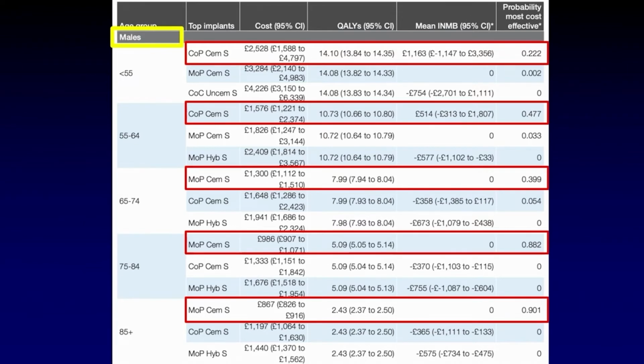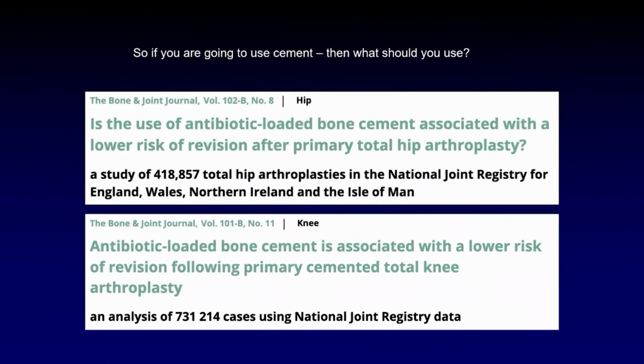And in the age of 55 to 64, it's exactly the same. It's becoming, if you like, more robust with almost 50% probability that it's most cost effective. When you get 65 and older, then actually the bearing choice changes, and metal on poly appears to be the most cost effective. And if you go down to patients over 85, then a metal on poly cemented hip replacement is by far the most likely to be the most cost effective option.